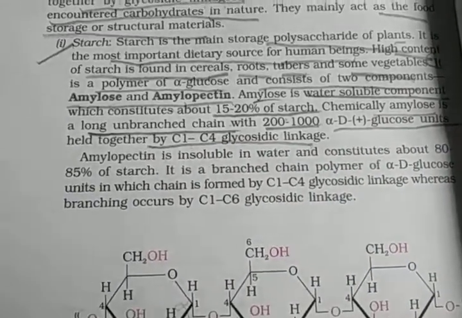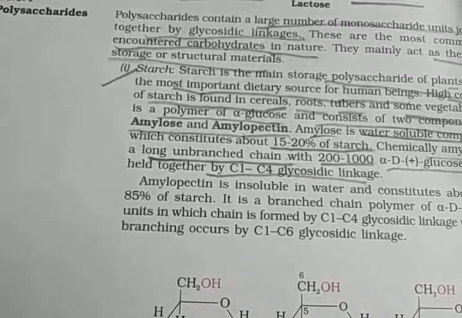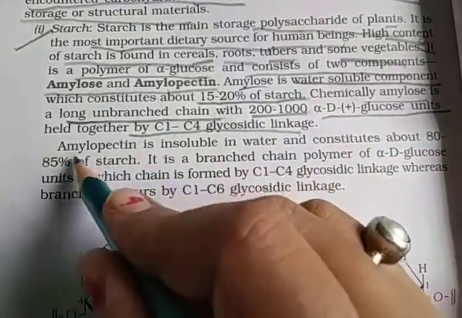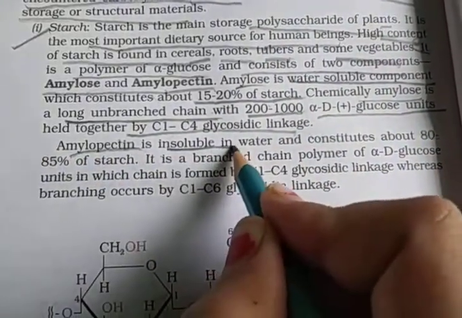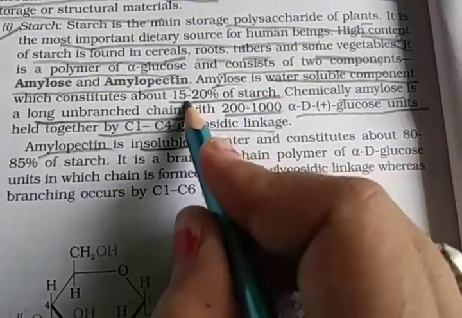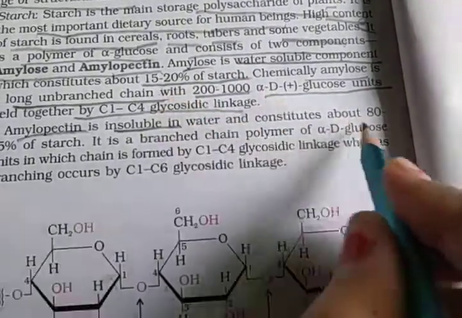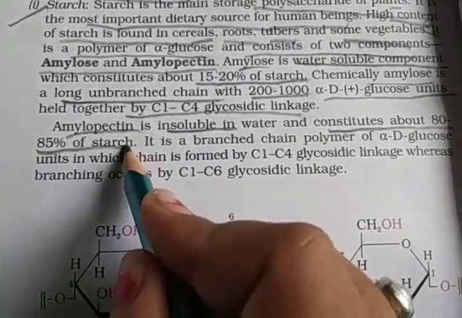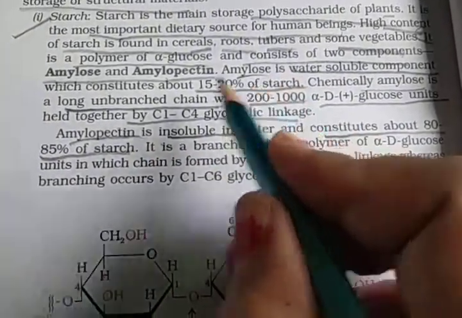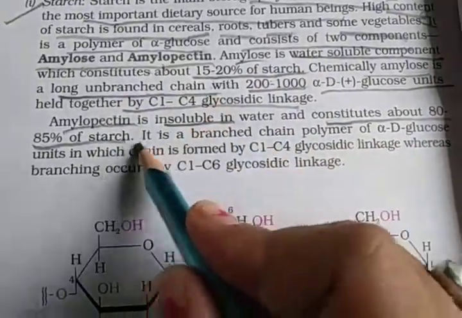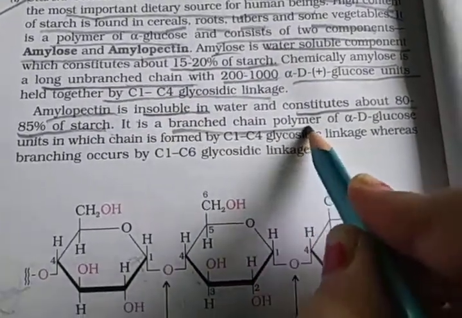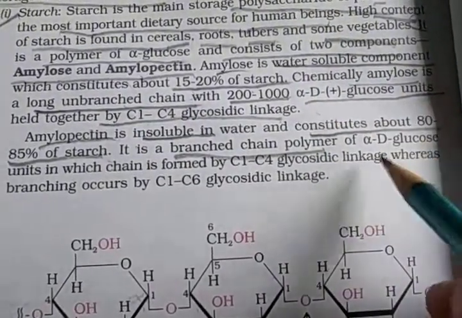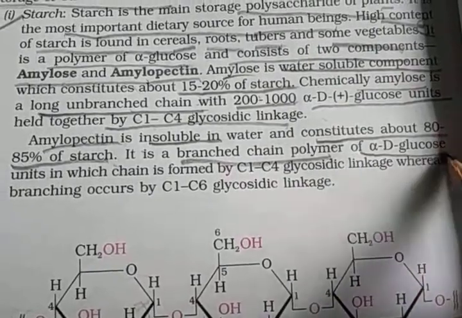Okay, then the second one is amylopectin. Amylopectin is the opposite of amylose. Amylose is water soluble, so amylopectin is insoluble in water. Amylose constitutes about 15 to 20% of the starch, but amylopectin constitutes about 80 to 85% of the starch. Amylose is a long unbranched chain, but amylopectin is a branched chain polymer. Amylose is a long unbranched chain of alpha D plus glucose, but here it is a branched chain polymer of alpha D glucose.